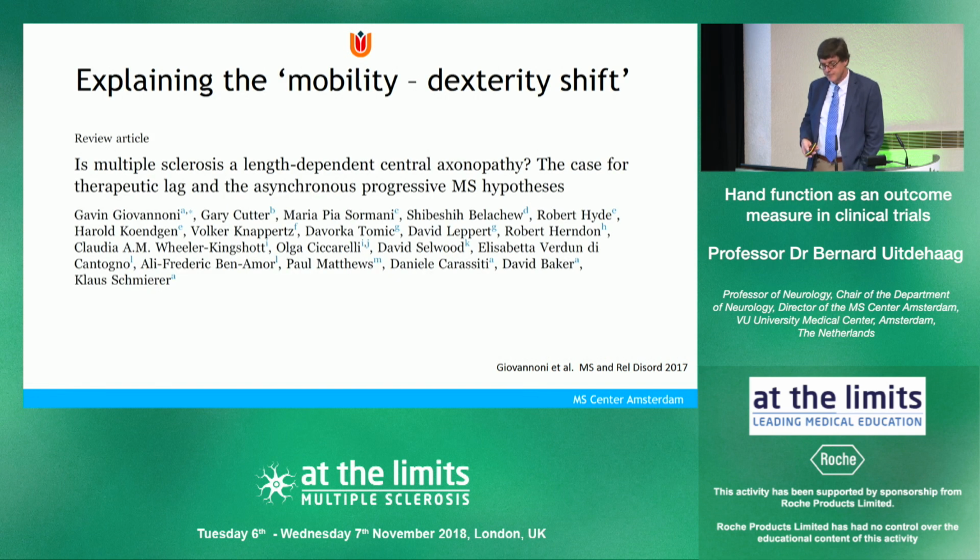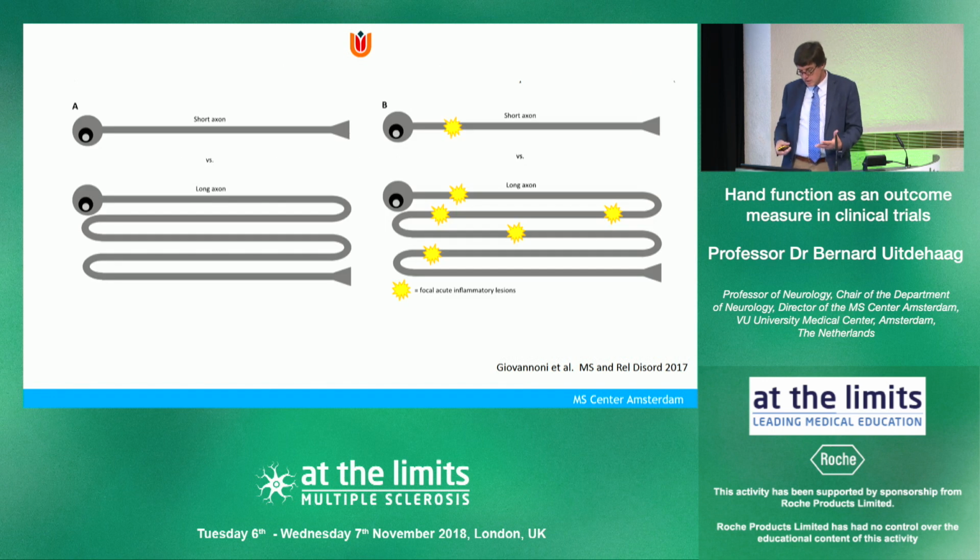And this is the article I'm referring to. I think it's a very readable article, and it's very provocative to think about how things can change the way we look at the pathology in multiple sclerosis. And I think there are a few explanations why there is a difference between lower limb function and upper limb function. And I quote from that article. This is one of the possible explanations.